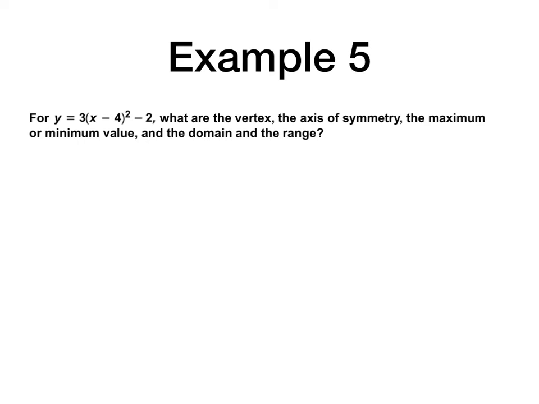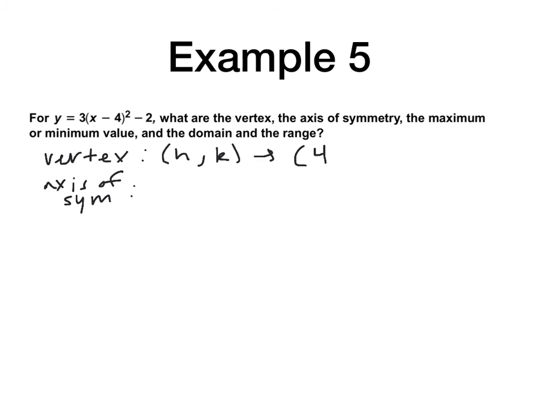All right, example 5. So now we need to find the vertex, the axis of symmetry, the maximum or minimum value, and the domain and range. So what's the vertex here? (4, -2). Perfect. So it's going to be a positive 4 because we need to flip the sign of the h, and the h is inside the parentheses. And then the k is going to be negative 2. Awesome.